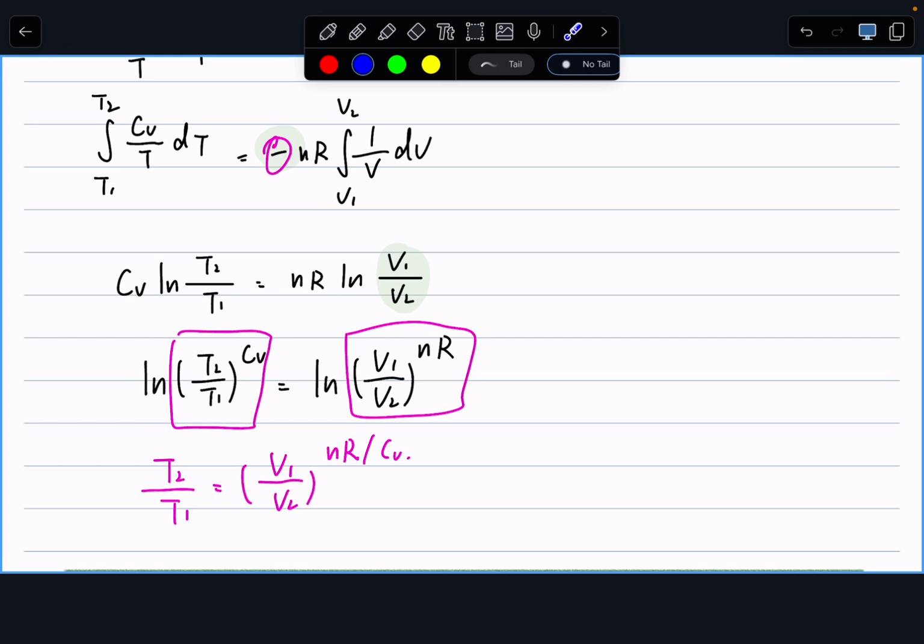How did Cv and nR get to be exponents? Well, this is the natural logarithm. Whenever you have a product times the natural log, you want to move that constant inside the natural log, and it goes onto the power.